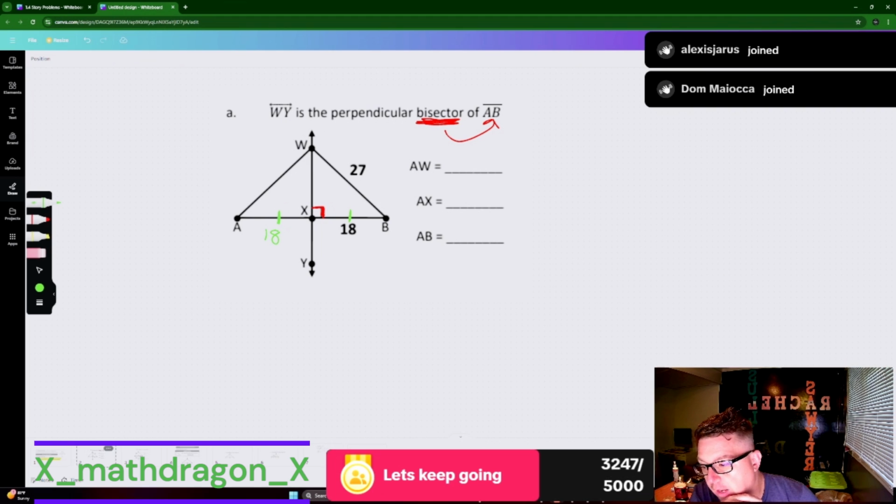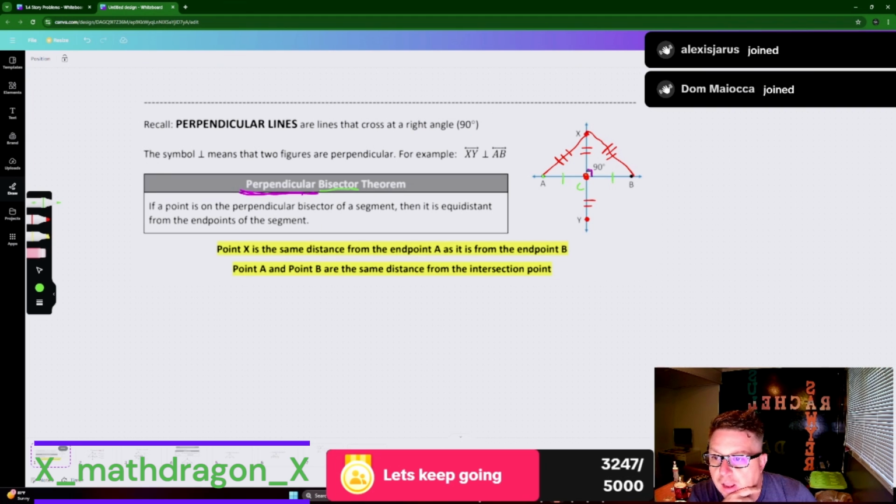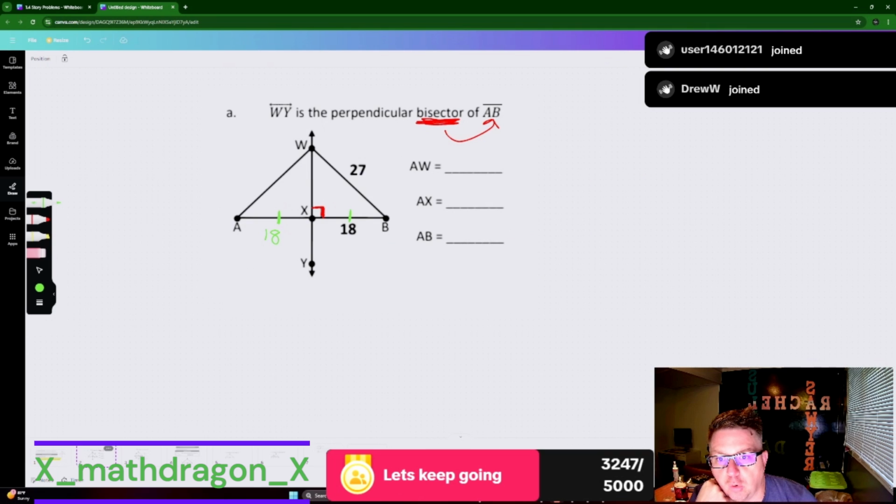Okay. Now let's go travel back here. If a point is on the perpendicular bisector of a segment, then it is equidistant from the endpoints of the segment. All right. So X is the same distance away from A and B. So what we could say here is this is going to be equal to that. So whatever this is labeled, that is labeled.